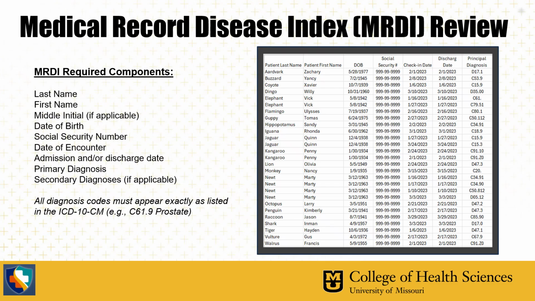When we talk about the MRDI, Medical Record Disease Index, we're referring to the list of diagnoses at a facility. Each entry should include details such as name, date of birth, social security number, encounter dates, and importantly, ICD-10 diagnosis codes. All diagnosis codes must appear exactly as listed in ICD-10-CM.